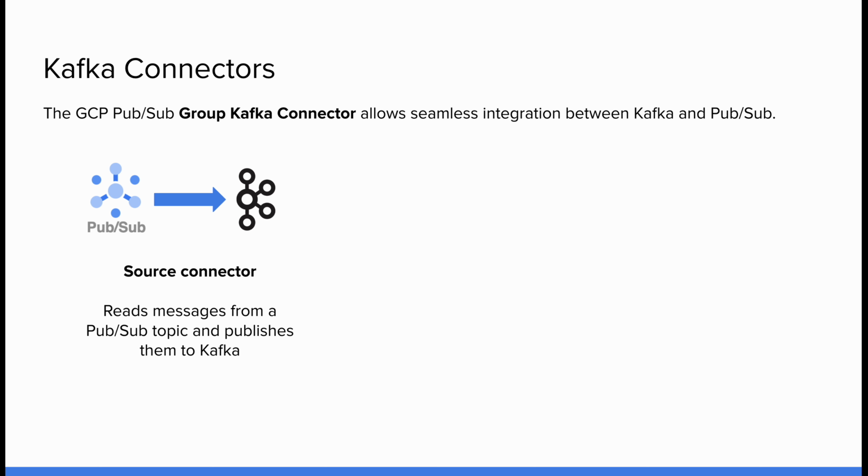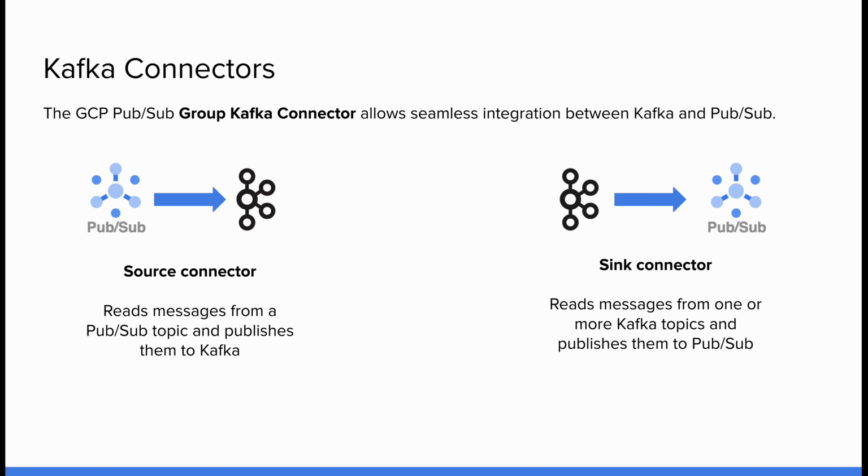So for example, PubSub might be receiving real-time data from various cloud-based sources, and then we want to funnel that data into Kafka for further processing or storage in a Kafka-based system. So the source connector takes messages from a PubSub topic and publishes them to Kafka. Essentially, PubSub is acting as the origin point of the data in this flow, hence why it's called the source connector.